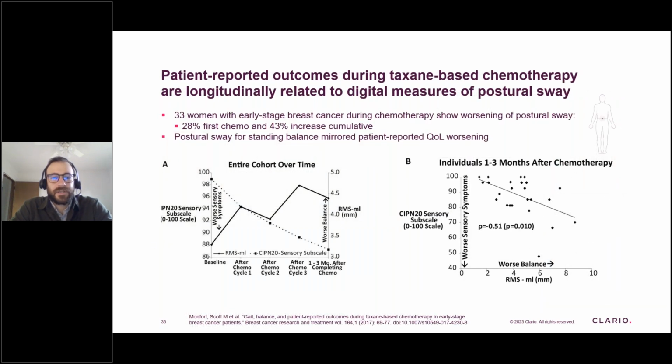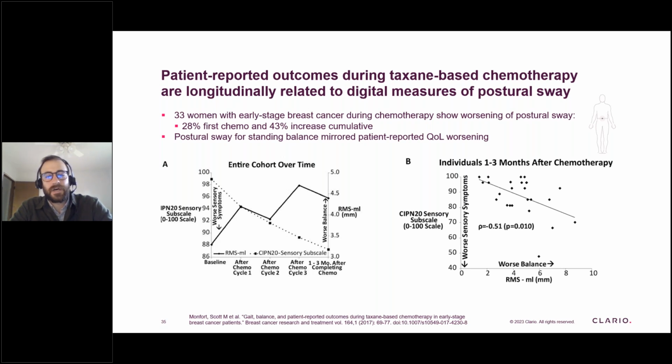So this slide highlights data from a 2017 study that looked at the relationship between patient-reported neuropathy symptoms and digital measures of postural sway in 28 of 33 women that were enrolled with early-stage breast cancer during chemotherapy treatment. The graph on the left demonstrates changes in patient-reported sensory symptoms, which are measured by the SIPN-20 sensory subscale, shown by the dotted line, and also changes in objective postural sway, shown in the solid line, over the course of 3 cycles of chemo treatment.